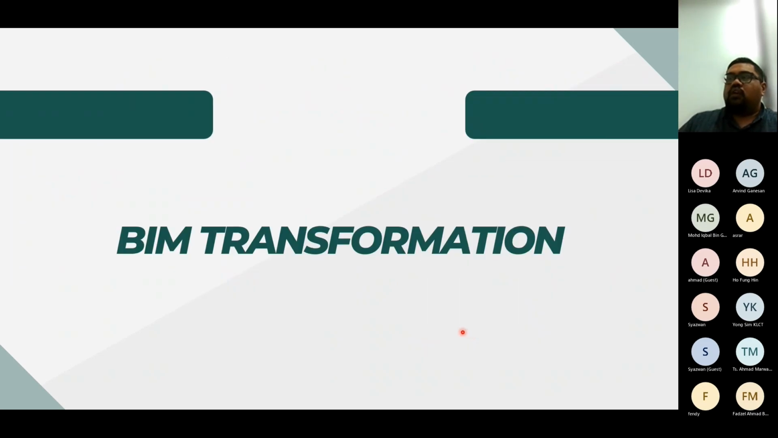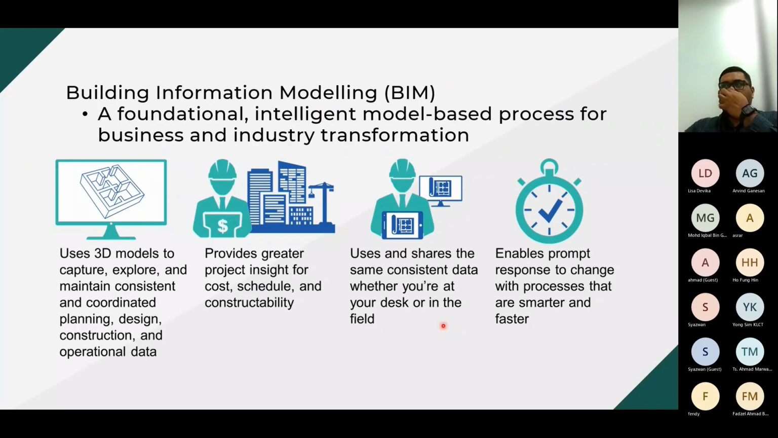Okay. All right, so here is BIM transformation. The transformation is the foundational intelligent model-based process for business and industrial transformation. It uses the 3D model to capture, explore and maintain coordinated planning, design, construction, and operational data. It provides greater project insight, lets you use and share the same consistent data whether you are at your desk or in the field, and enables prompt response to change with processes that are smarter and faster. So here is the transformation by using BIM.